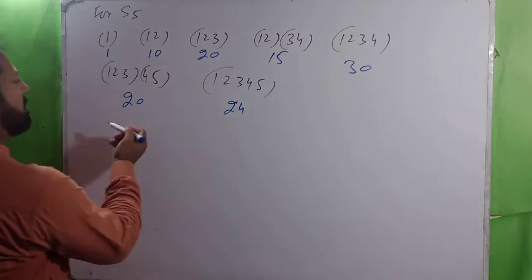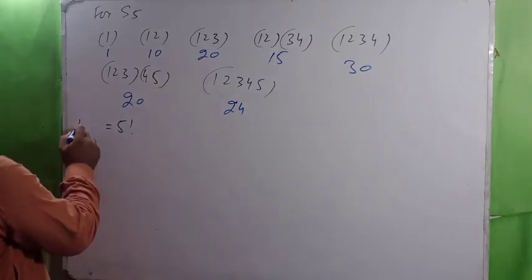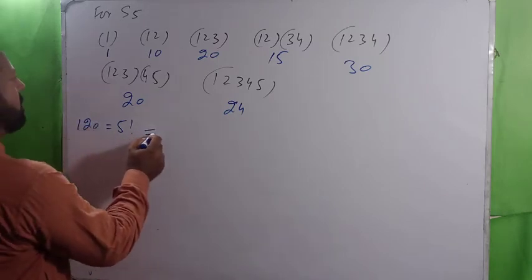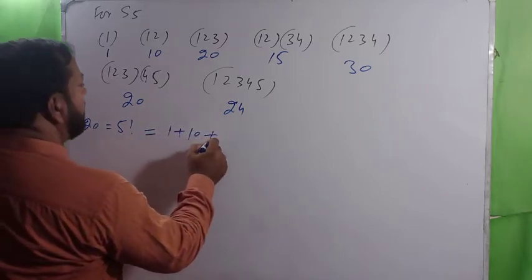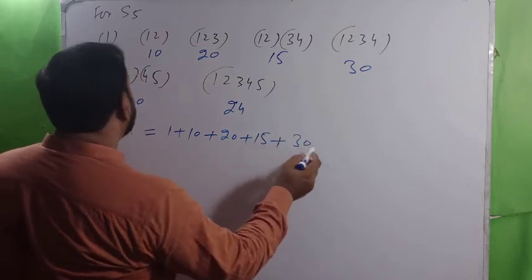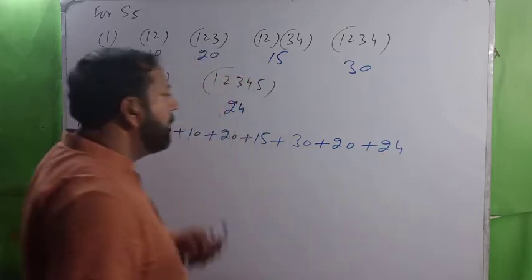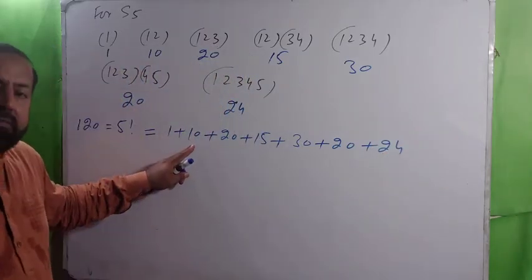So what was the class equation? Well, the class equation was 5 factorial, which is 120, equal to 1 plus 10 plus 20 plus 15 plus 30 plus 20 plus 24. Okay, this is the class equation for S5.